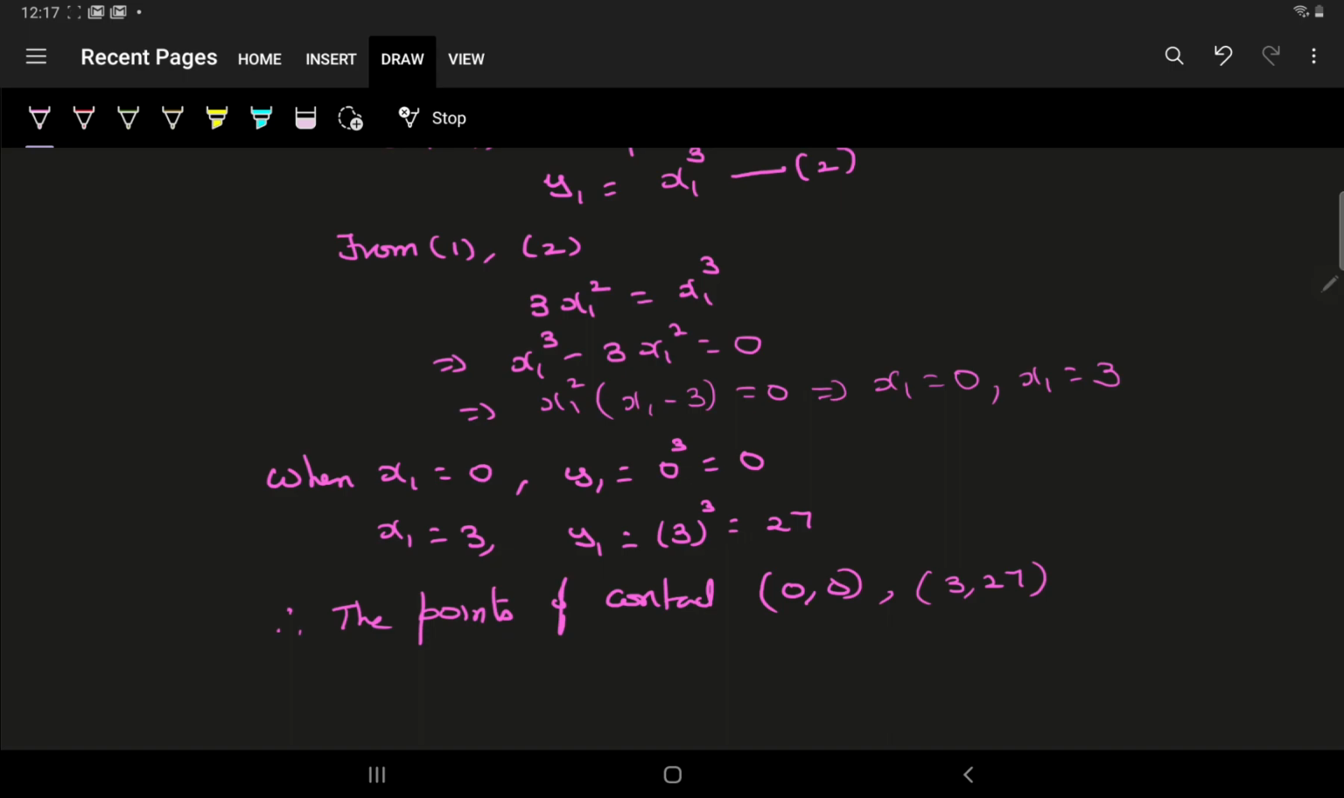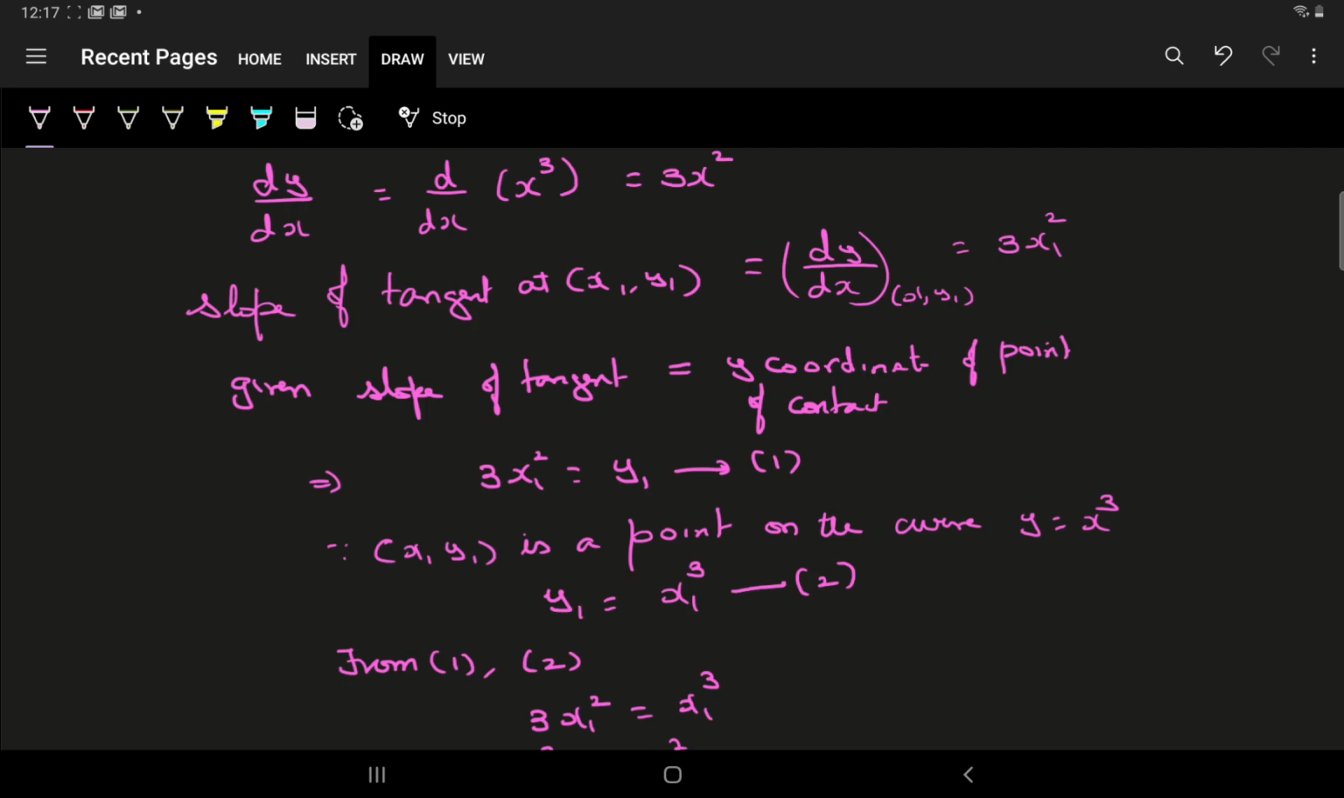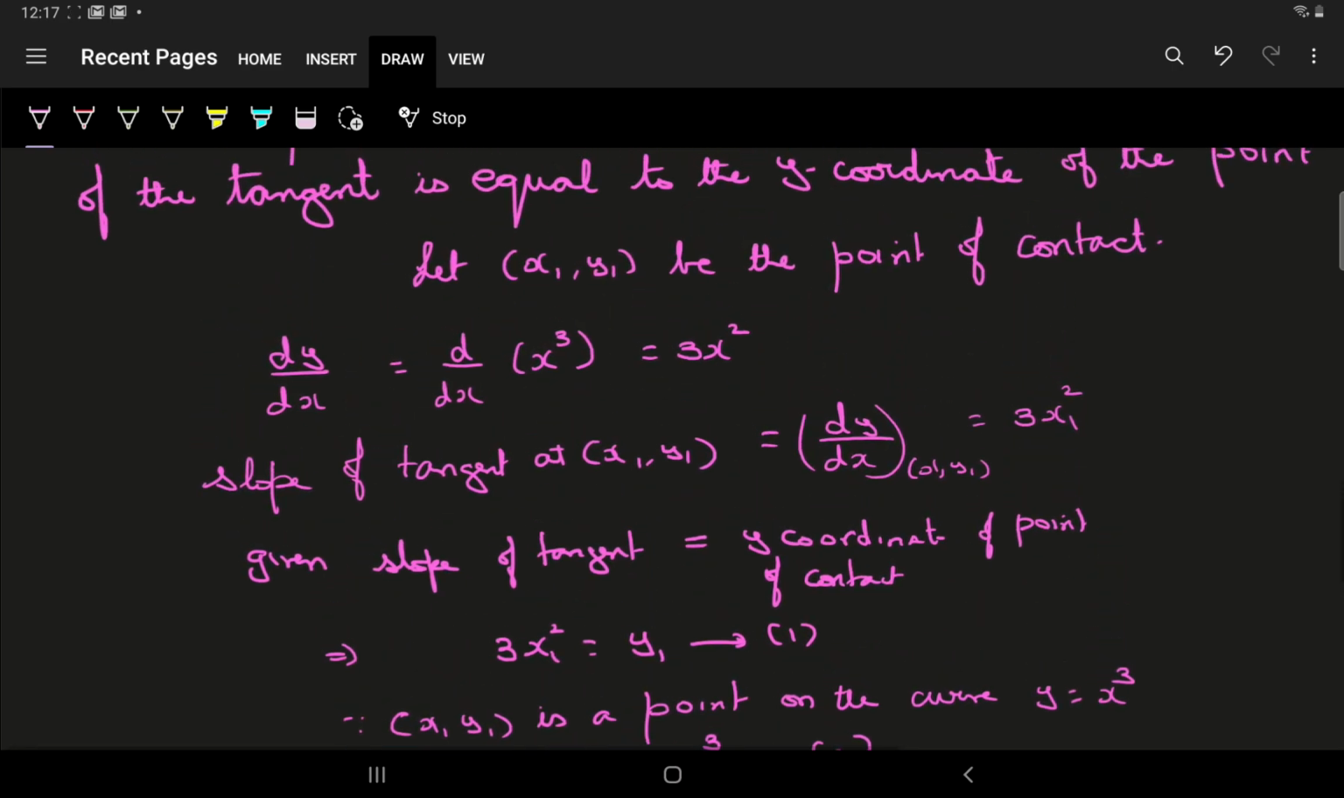So, once again, we have considered the point of contact to be x1 y1, and we found dy by dx as d by dx of x cube, which is 3x square. Then the slope of the tangent at any point of contact x1 y1 is given by dy by dx at x1 y1, which is equal to 3x1 square. And in the problem it is given that slope of the tangent is equal to the y coordinate of the point. So, 3x1 square should be equal to y1.